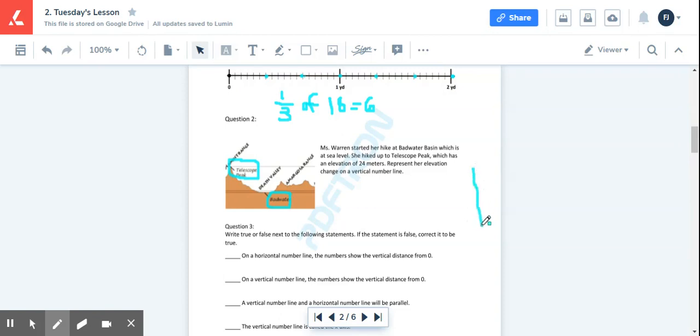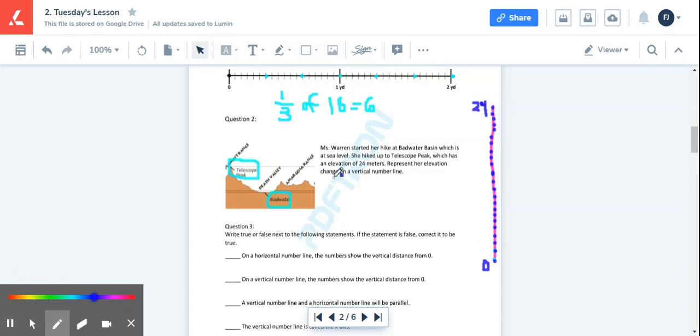So let's create our vertical number line. As you can see here, I drew my number line. Now this isn't ideal because ideally I would have graph paper and I would be able to draw it out, but in this case, this is how I was able to draw it.